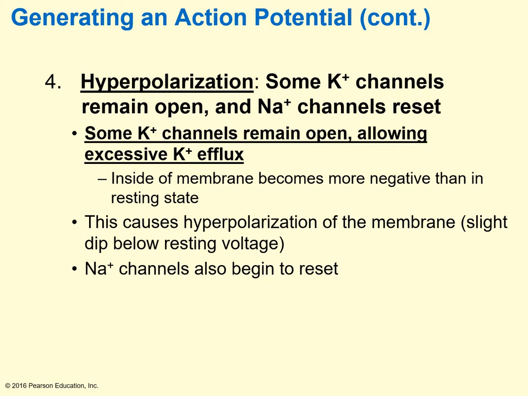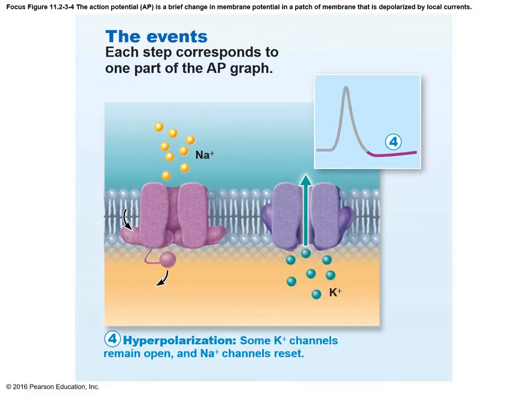Now, the fourth step is hyperpolarization. Some of those potassium gates are going to remain open for a bit. Your sodium resets. And essentially what hyperpolarization is, you go more negative than what the resting membrane potential is. It's kind of like you overshoot. You're trying to get to that minus 70. You might have hit minus 80 or minus 90. It's kind of like, oop, I just missed that exit. I got to turn around and go back. And you can see it right here.